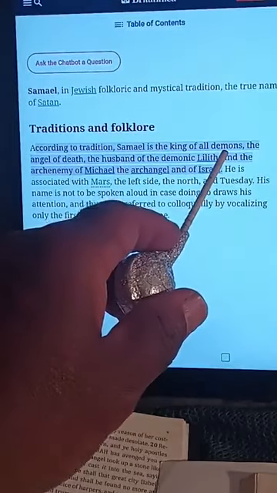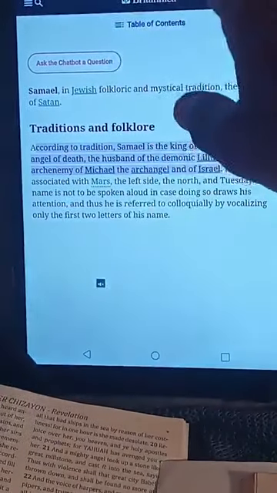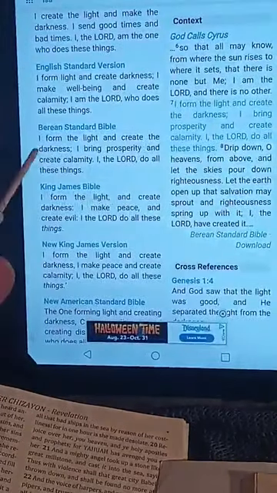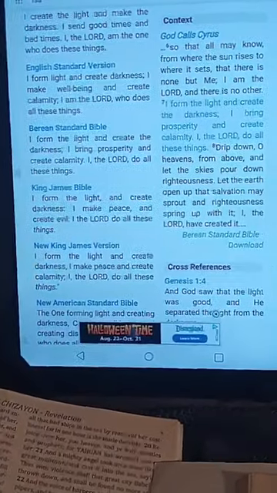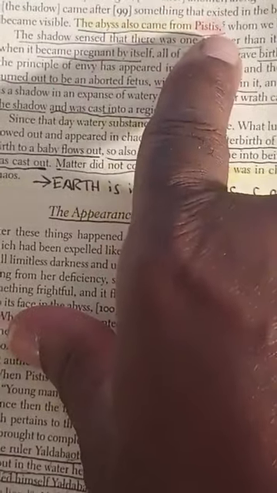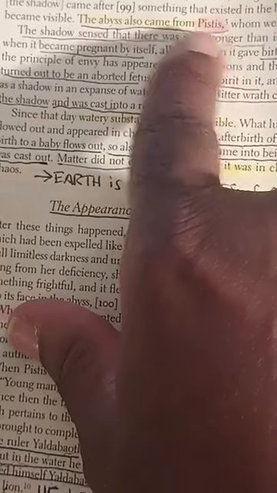Samael, the king of all demons, who creates darkness and evil, who boasted that he is God and got told off by his mother, but not really his mother. Pistis Sophia created the abyss. The abyss also came from Pistis. It was an accident, and swimming in the abyss was Yaldabaoth.